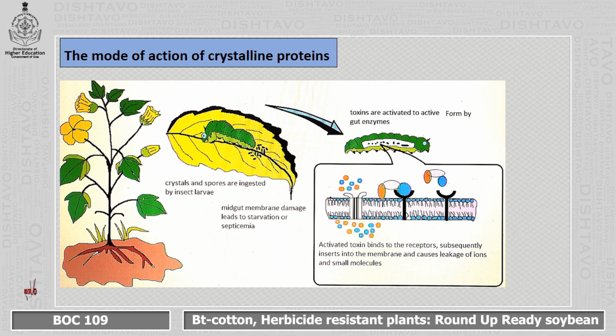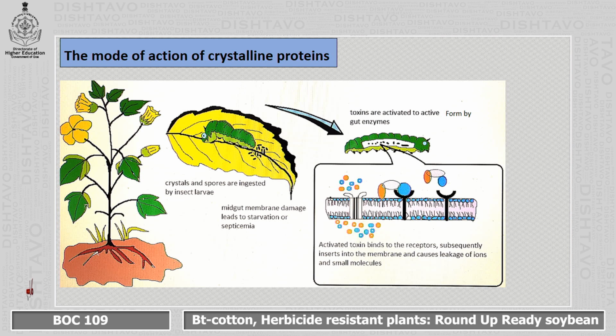Because of this leakage, the midgut membrane used to get damaged, and once the midgut membrane was damaged, the larvae were not able to feed any more on the leaves. So this used to lead to starvation or septicemia. Eventually the larvae used to die within 24 hours since they were not able to feed anymore.